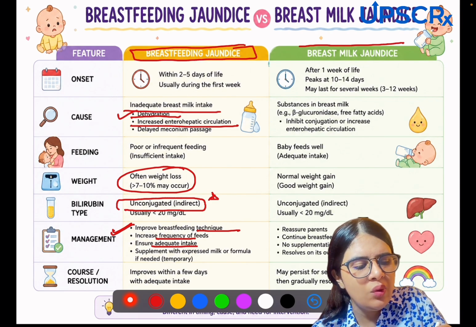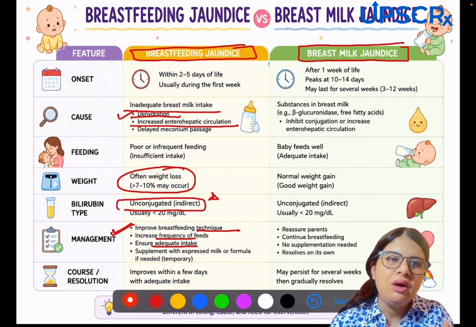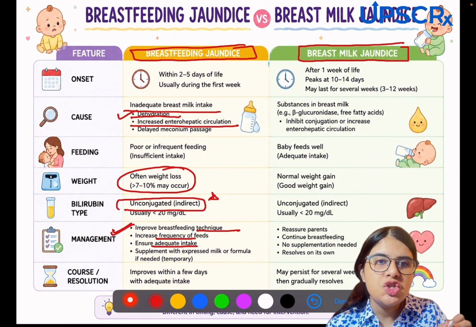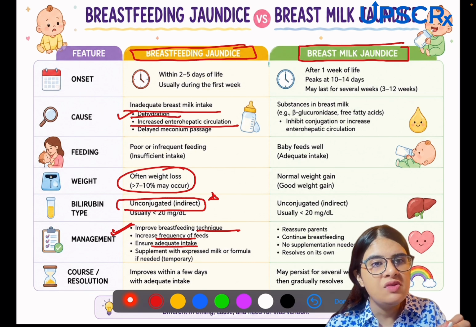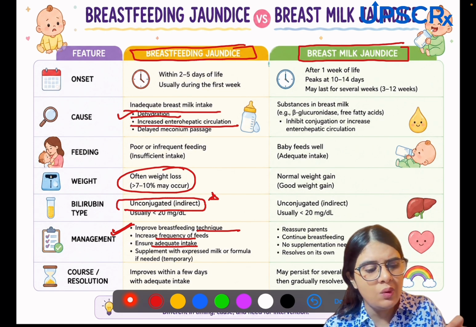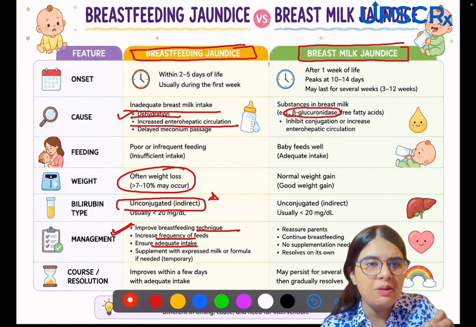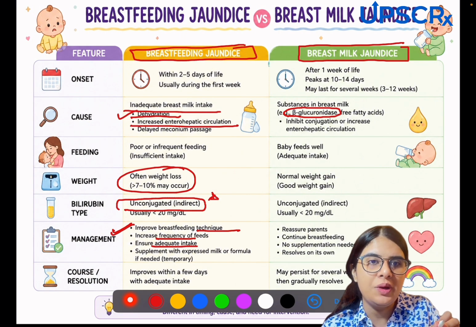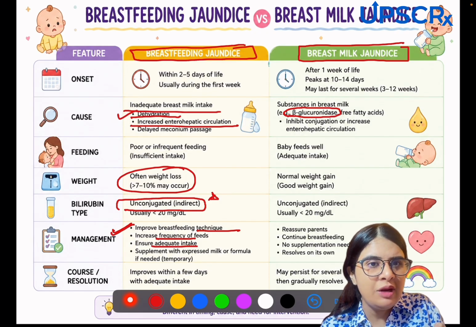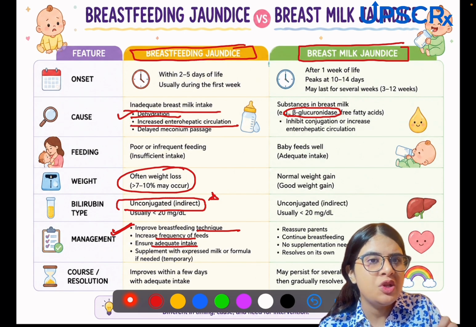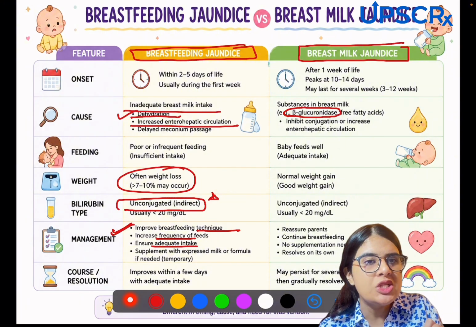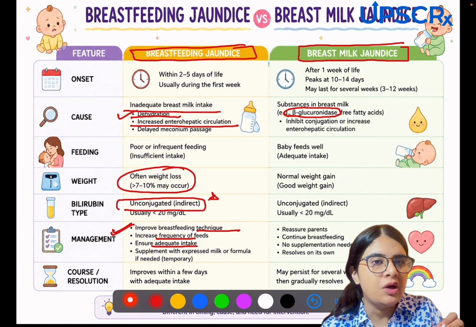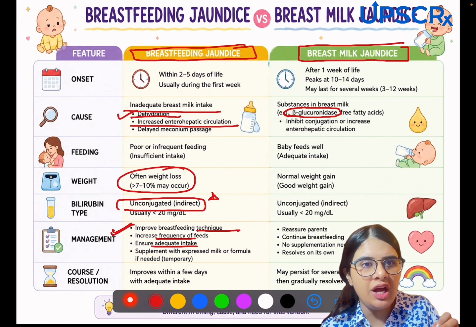If I have to tell you in one line what breast milk jaundice is, then in the guide it is written that the cause is unknown. But if you search in research papers, they say there is an enzyme, beta glucuronidase, a substance present in the breast milk, which interferes with the conjugation and the enterohepatic circulation of bilirubin, and thus it increases the unconjugated part of bilirubin, causing unconjugated hyperbilirubinemia.